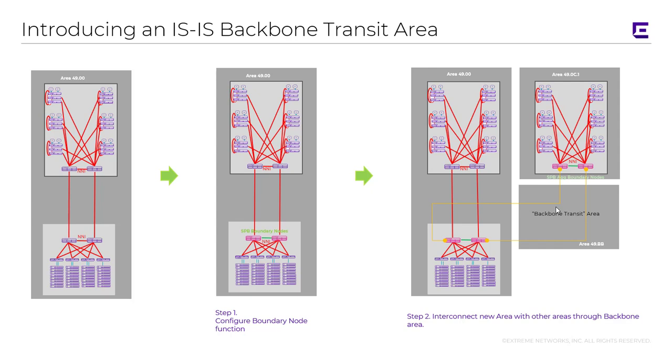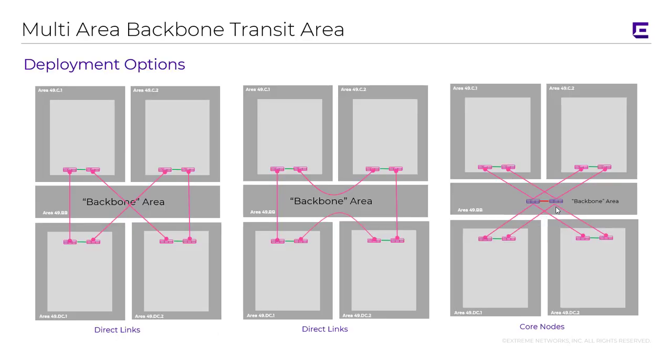So now let's introduce the concept of the transit area and how we would accomplish it. So step one, we configure the boundary node functions. Then we create our new area. We set up our area boundary nodes. We interconnect them, and that basically is what allows us to create the backbone transit area.